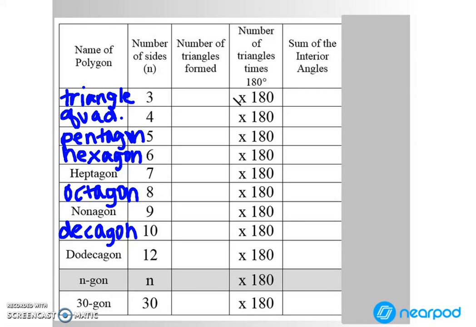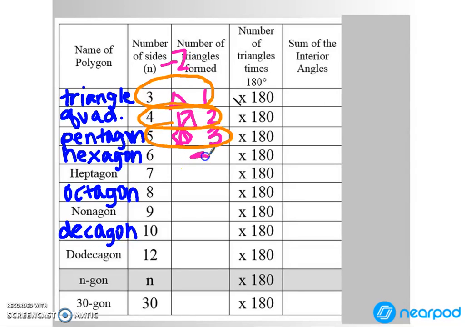And then I want you to think about the number of triangles formed. Well, with a triangle, you only have 1 triangle formed. Remember, in a quadrilateral, you have 2 triangles formed. In a pentagon, you could do 3 triangles formed. What do you notice about this relationship? Hopefully you see that all we're doing is subtracting 2.